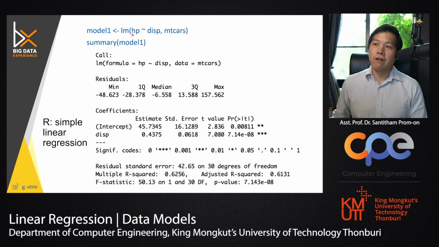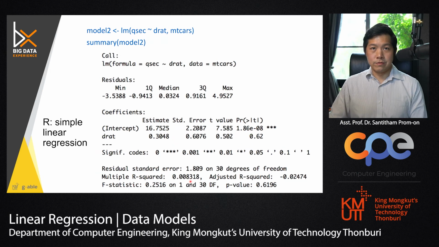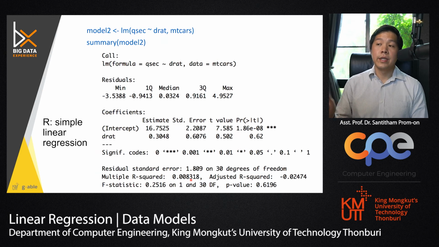And again, this is for positive relationships. The reason I show you this is you can see that the estimate here is positive. In the case of no relationship between qsec and drat, you can see that the estimate here is positive, but the p-value is not significant. R square is really low. The values actually go along with one another here to indicate that the model cannot be used to predict the values.